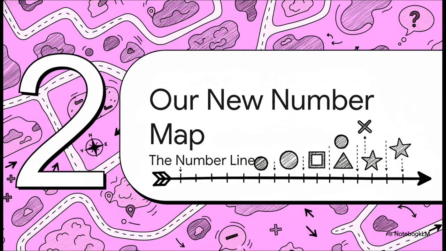Okay, so now we have this amazing new family of numbers. But how do we keep them organized? We can't just have them floating around. We need some way to see where they all fit together. We need a map. And in math, our map for all the integers is called the number line.